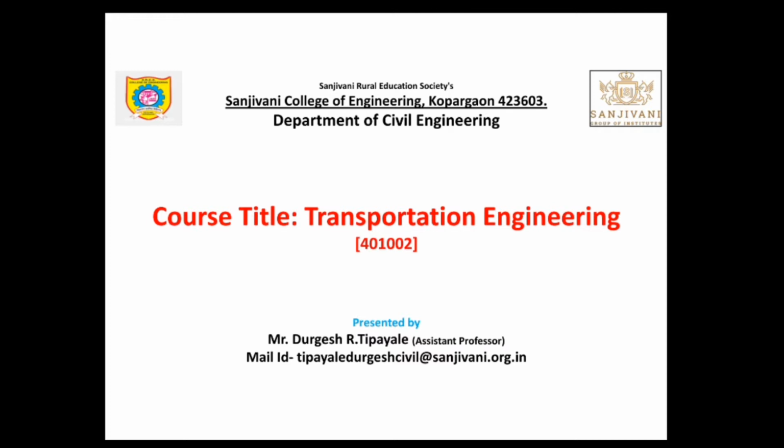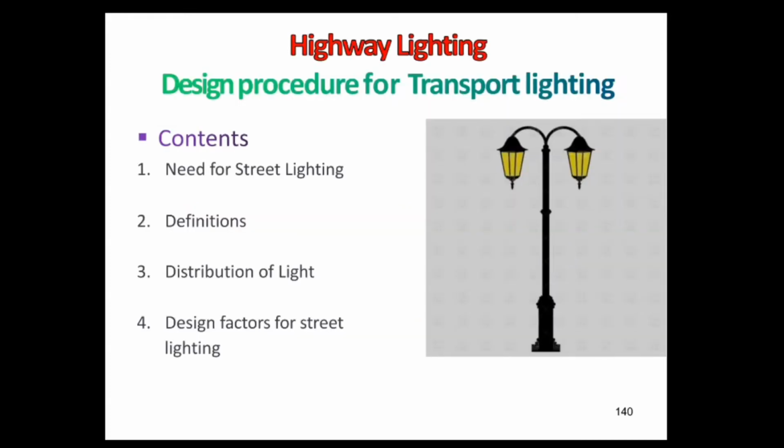In this session, we shall discuss highway lighting. Highway lighting is one of the important parameters along with the other design parameters of highway planning. The design procedure for street lighting contains, first, the need for street lighting. Next is the definitions associated with traffic lighting. Third is the distribution of light. And lastly, we have to see the design factors for street lighting.